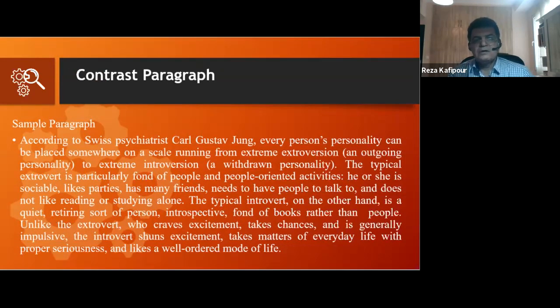One-to-one contrast means talking about each characteristic of two persons in a single structure by using the preposition "unlike". But in the previous sentences, we discussed everything related to the typical extrovert first, and then the opposite ideas for the typical introvert. From this sentence, we change the format in contrasting two persons or two ideas, using one-to-one contrast.